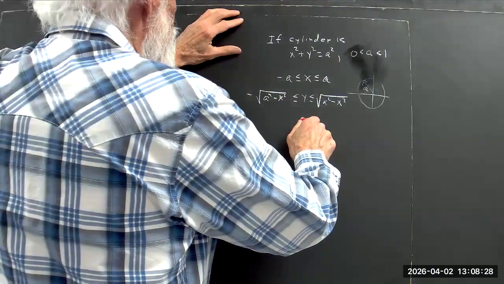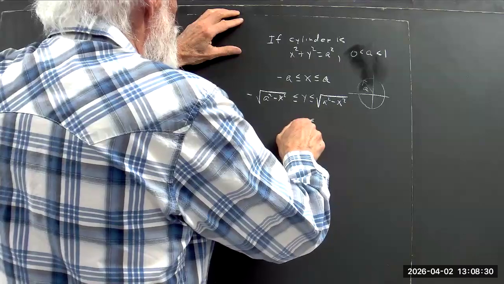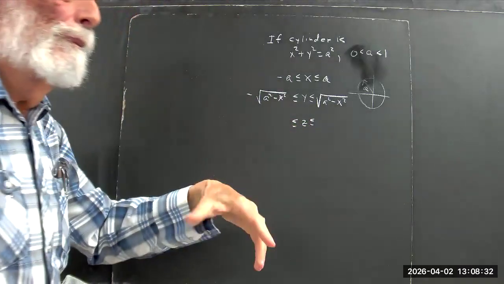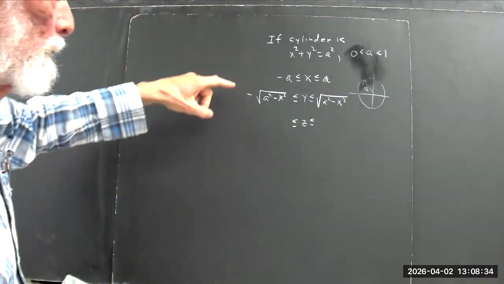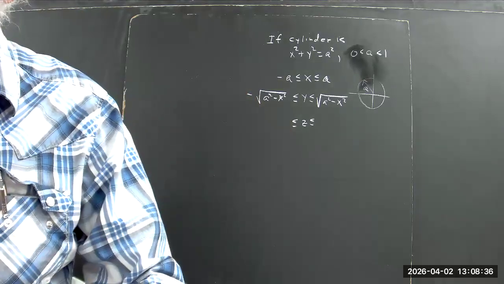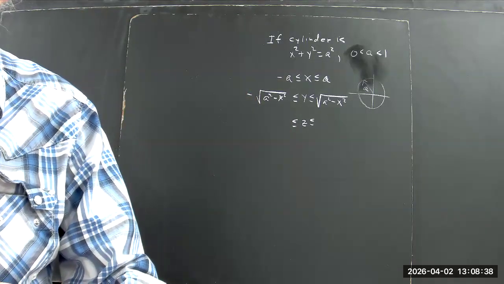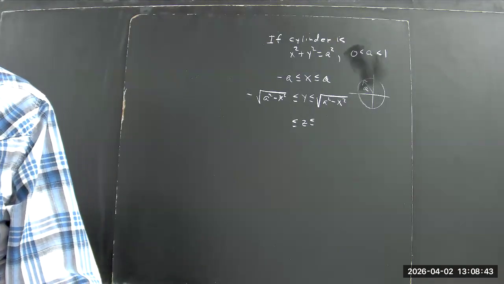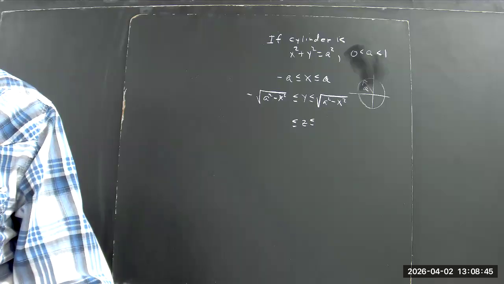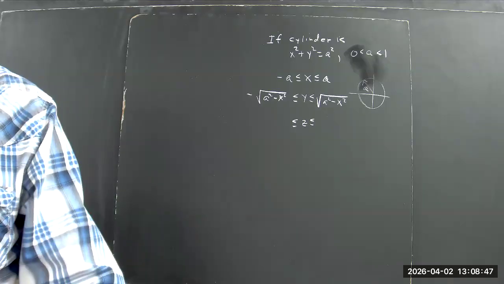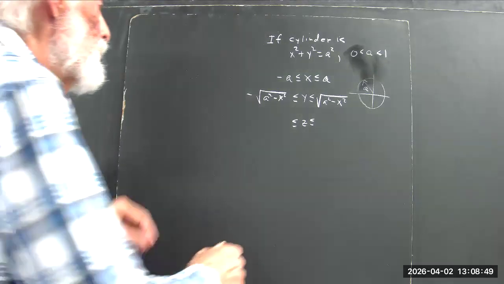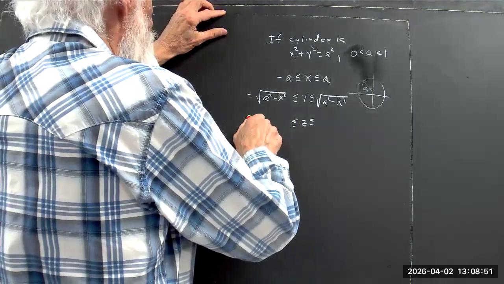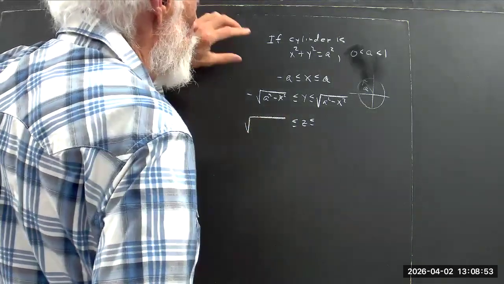Then z, well, for any x and y inside the cylinder, there's going to be a point above it and a point below it on the sphere, right? And it's the sphere that bounds it above and below. The cylinder isn't bounding. So you get z less than or equal to what?